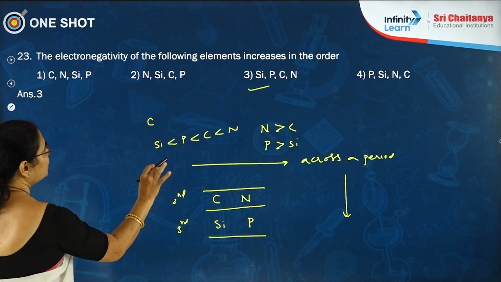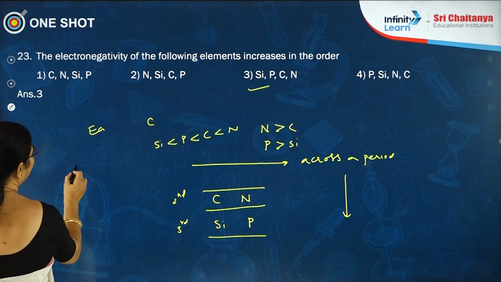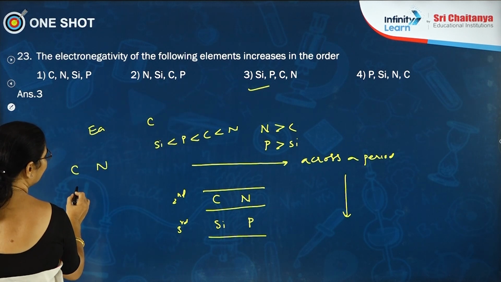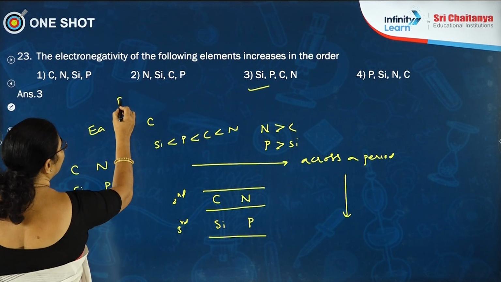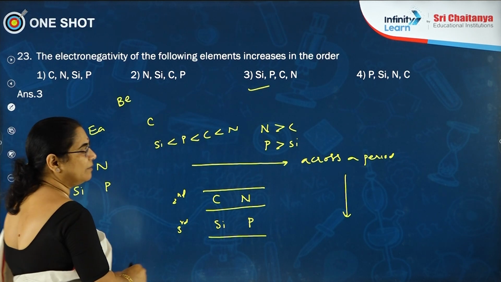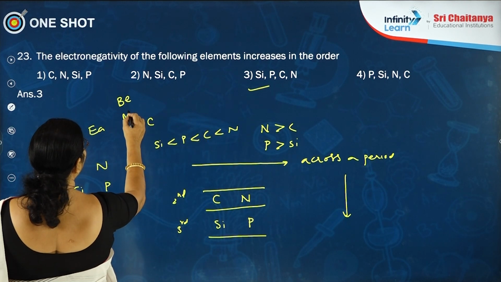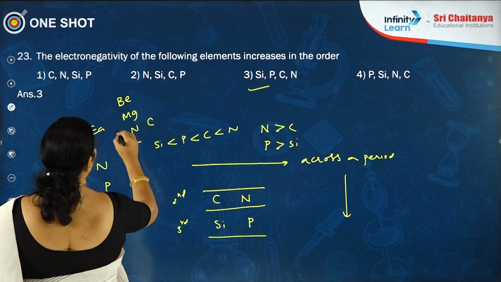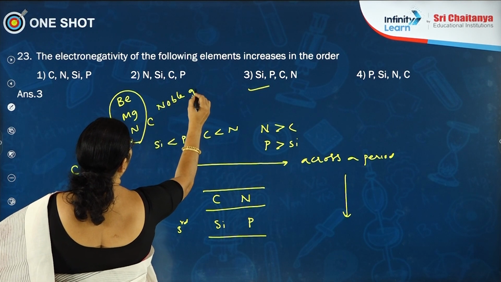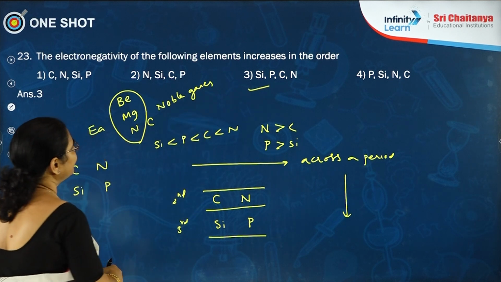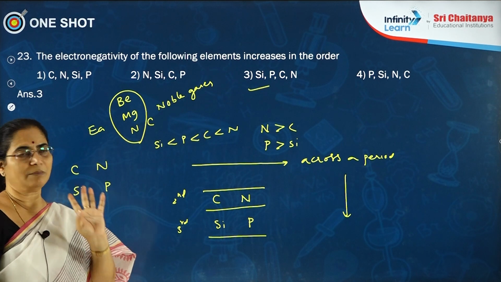Next, suppose they ask electron affinity of the same 4 elements. Children, listen carefully. Electron affinity is generally negative, but the first electron affinity is positive only for a few elements like beryllium, magnesium, nitrogen and the noble gases. All noble gases have positive first electron affinity. You should keep this in mind.